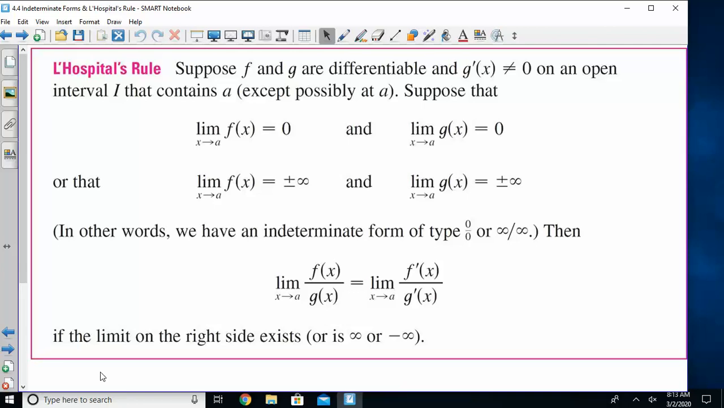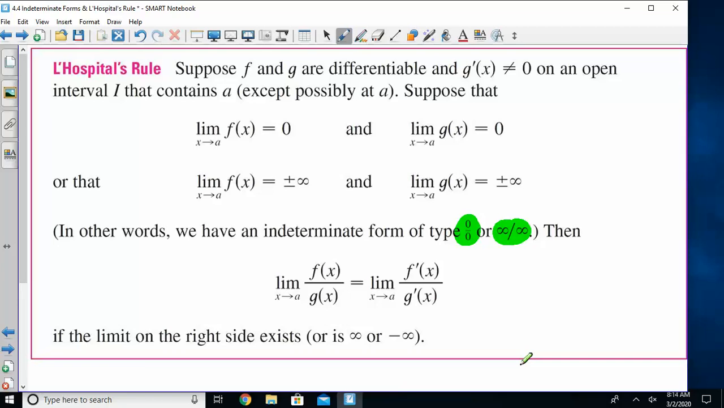L'Hopital's rule says if the numerator and denominator are both differentiable and g prime, so the derivative of the bottom, is not 0, then we can evaluate the limit by doing the derivatives of the top and bottom separately and evaluating the limit of that piece. Now this only works if it is of a specific type. If it's 0 over 0 or infinity over infinity, then we can try this trick.